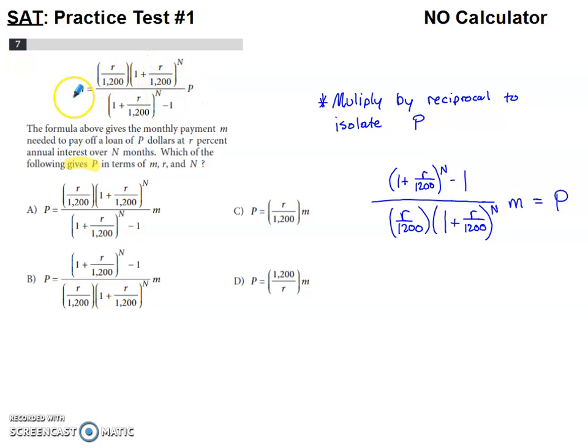When I divide m by this crazy looking fraction, dividing by a fraction is the same as multiplying by a reciprocal. So what I'm going to have on the side of the equation with the m is I'm going to have this denominator change to the numerator, and the numerator within the original equation is going to be the denominator in that step where I multiply by the reciprocal. And if you look at the options, option B is what we have right here.